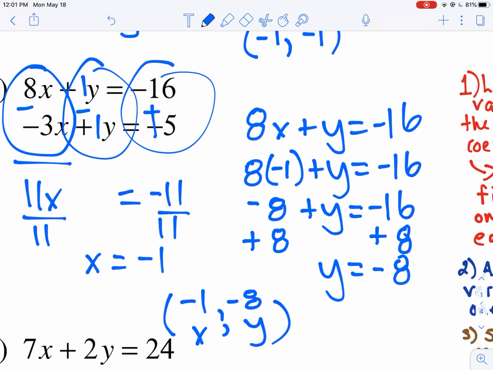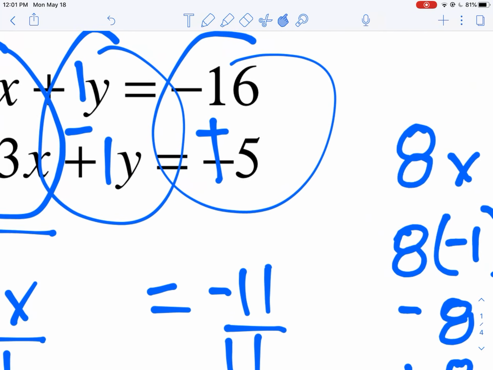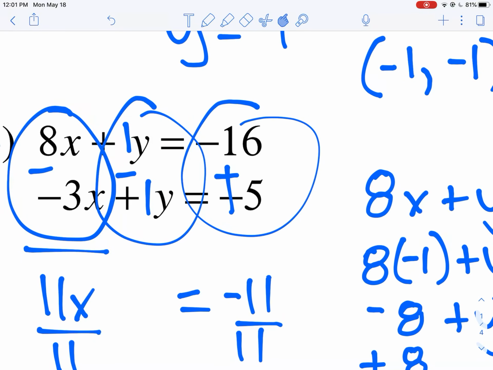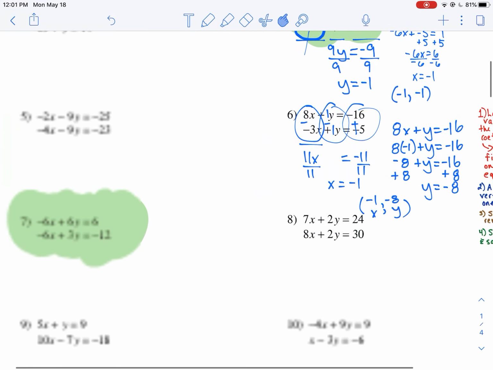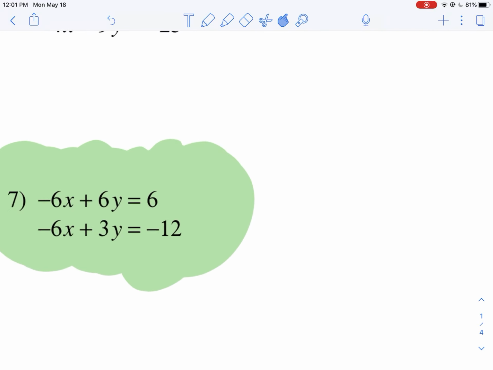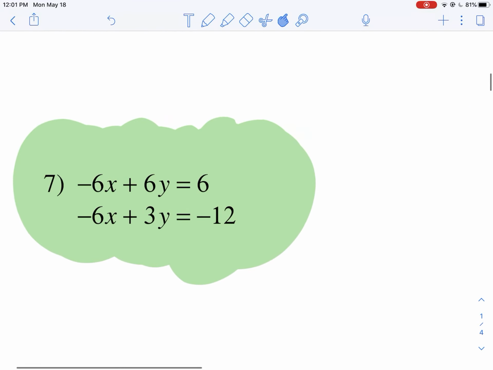So sometimes you might not necessarily be able to add your coefficients. You might have to subtract them. The goal is you're canceling something out. Remember, if I would have added 1y plus 1y, that would give me 2y, and that's not canceling anything out. We want to cancel stuff out, make it easier, right? All right, we're going to do one more together, number 7.